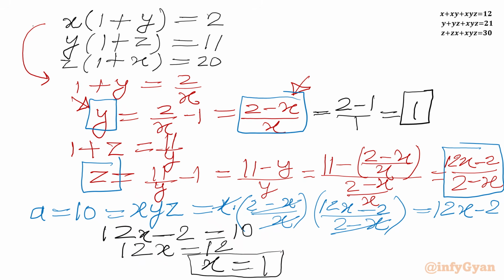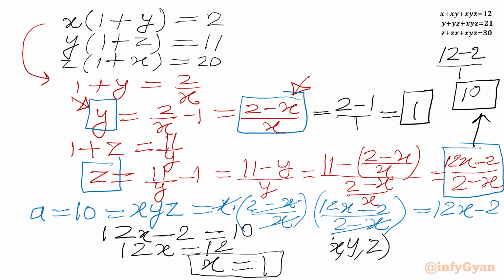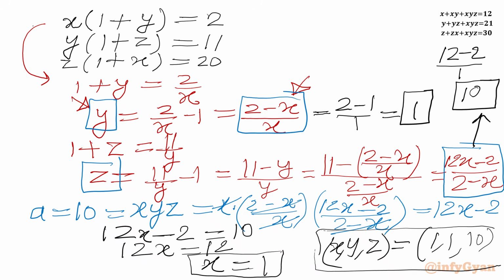Now we will find z. Z will be equal to (12 minus 2) over (2 minus 1), which is 1. So 12 minus 2 is 10. Z would be 10. So if I write x comma y comma z, then I will be writing 1 comma 1 comma 10. Our first solution. Now we will take up the second case, a equal to 27.